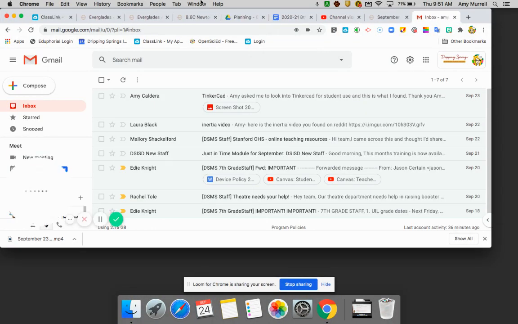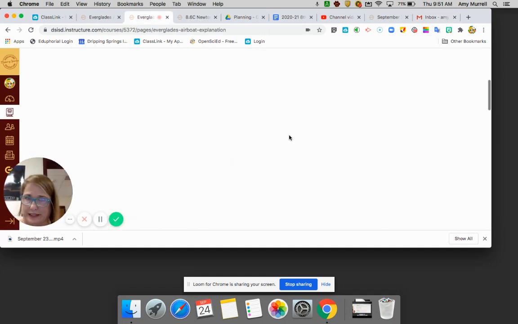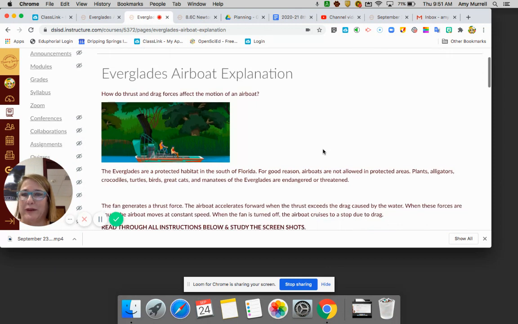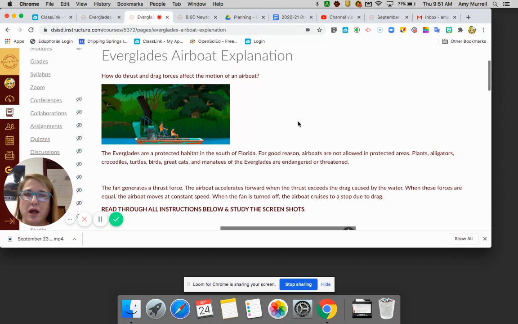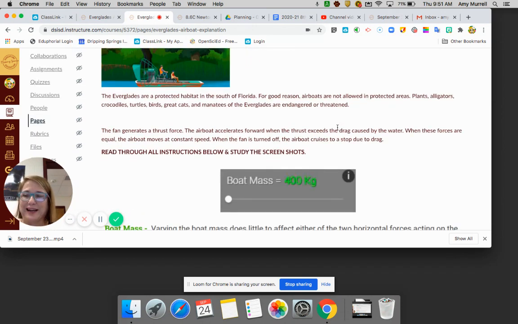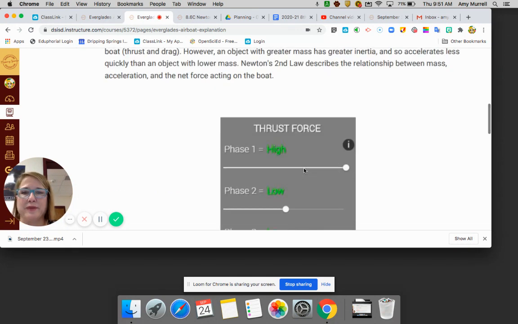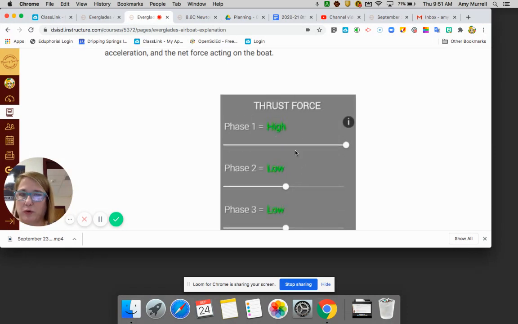And then we also went over a really cool Everglades project, airboats in the Everglades. We gave you 2 pages, an explanation page that asks how do thrust and drag forces affect the motion of an airboat. It gives you a little background. This is kind of like the robot races with Ruthie and Irwin, same sort of graphics. This information sheet is just telling you what the values are. So the boat mass is in green here. And on the active page, you're going to be able to use the slider to change the mass. It'll also let you change thrust force.